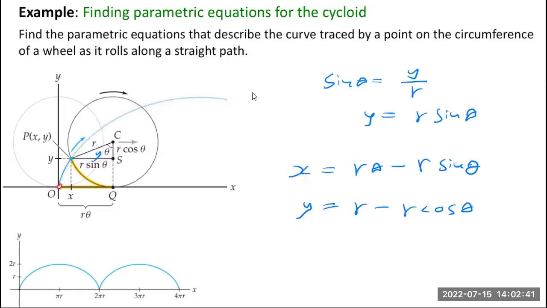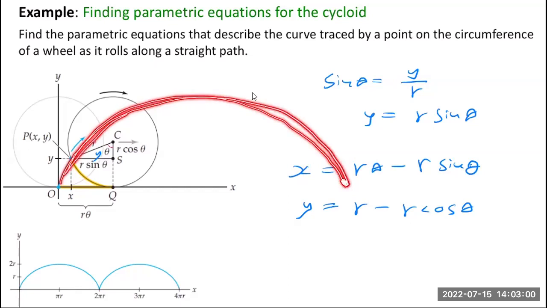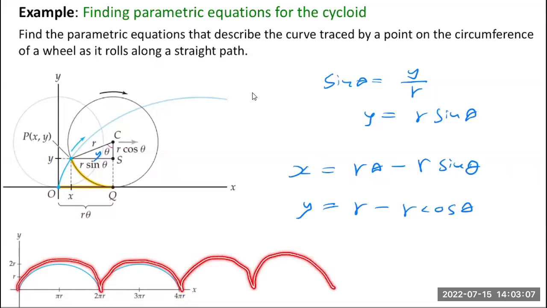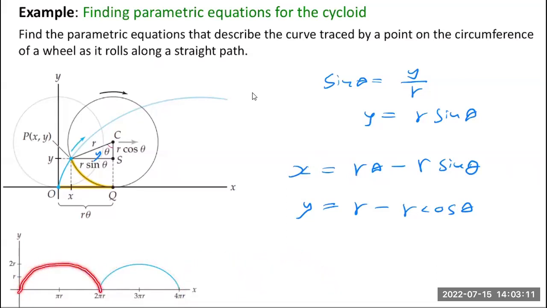This point started its journey on the x-axis, and then we track down the path, and then we find when it would land on the x-axis again. That's what we call a full circle. This is a full circle. It completes a full circle when theta goes from 0 to 2 pi.